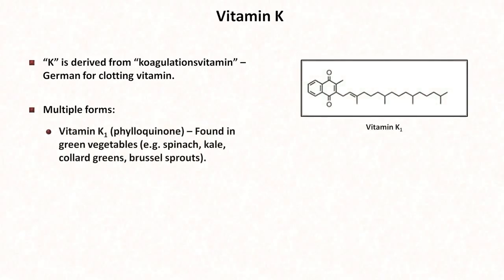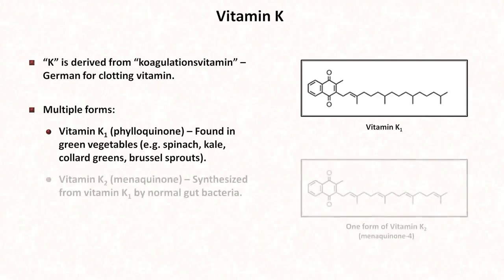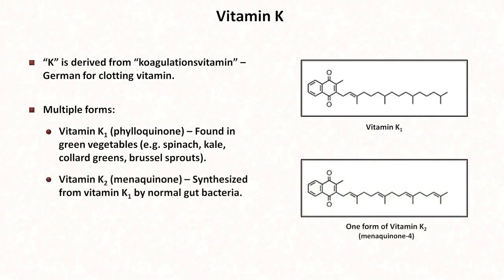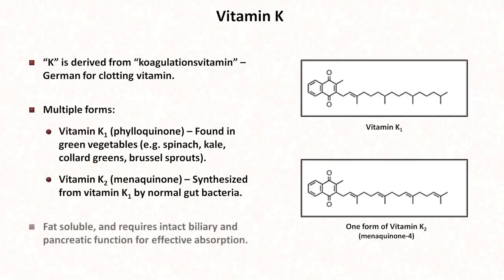Vitamin K1, also known as phylloquinone, is found in green vegetables with the highest concentration in spinach, kale, collard greens, and Brussels sprouts. In addition, there is vitamin K2, known as menaquinone, which is synthesized from vitamin K1 by normal gut bacteria. There are many similar forms of vitamin K2, which are named after the number of double bonds present on the side chain, which can become quite long. Vitamin K is fat-soluble and requires intact biliary and pancreatic function for effective absorption.